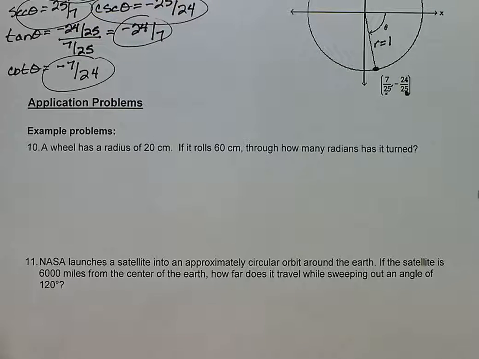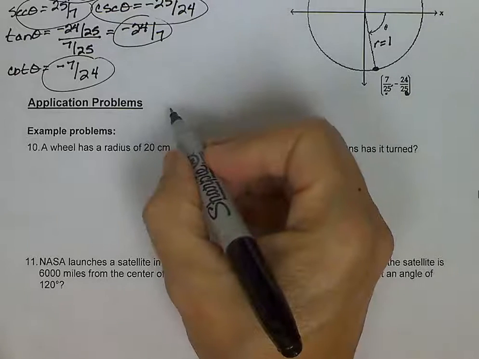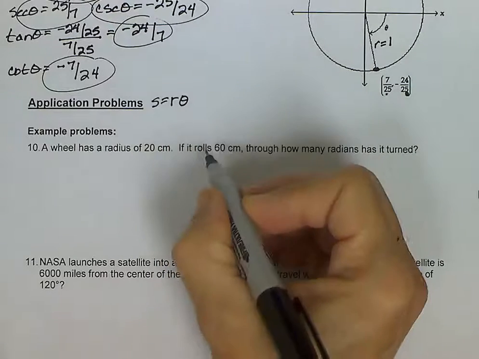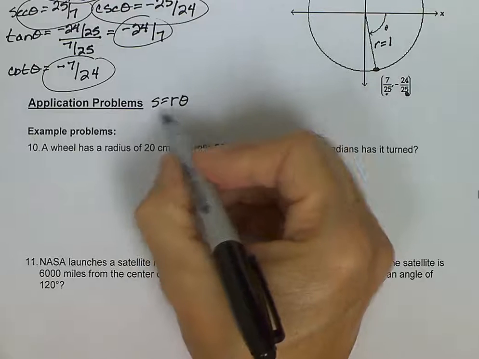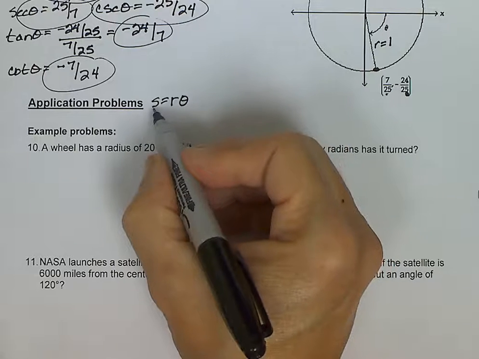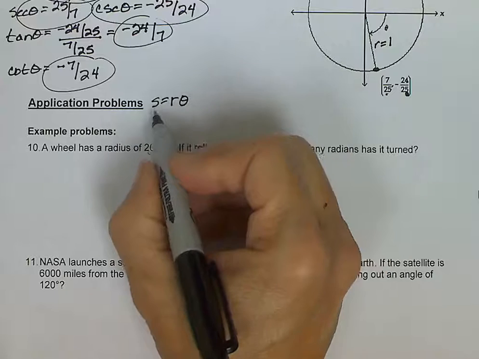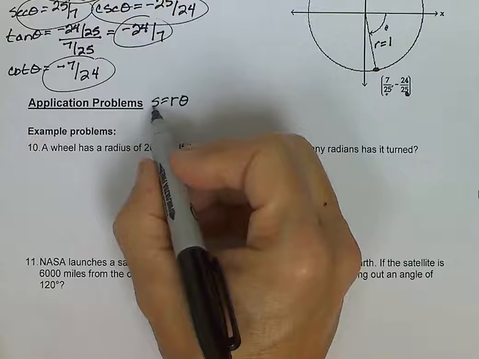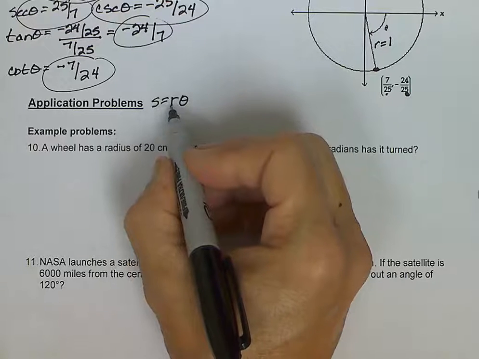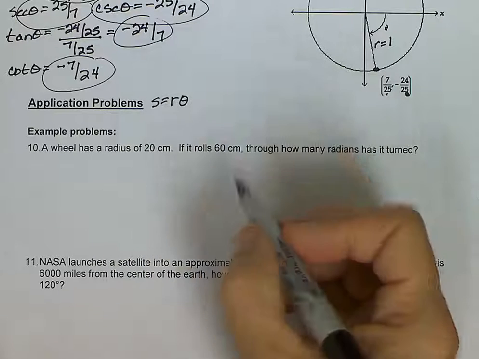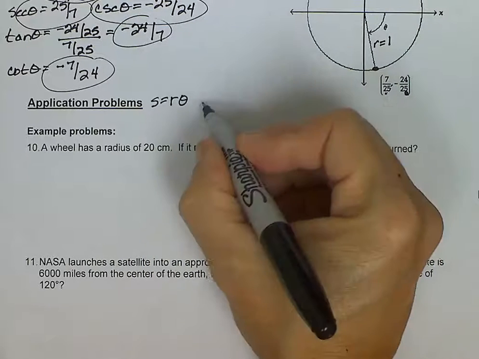Now let's look at some application problems. And we've talked about all the different formulas that we have. This is something I would definitely put on your cheat sheet. S equals R theta. And if I were doing a cheat sheet, I would probably write down for myself what types of quantities these are. So this is a distance or length, so is the radius. And the other word for this is the arc length, meaning that you're going around the outside of the circle.